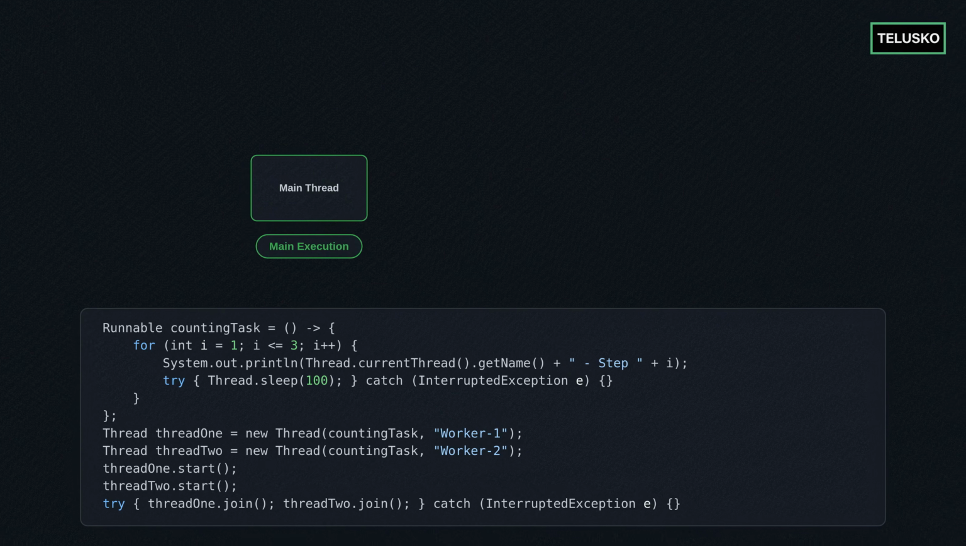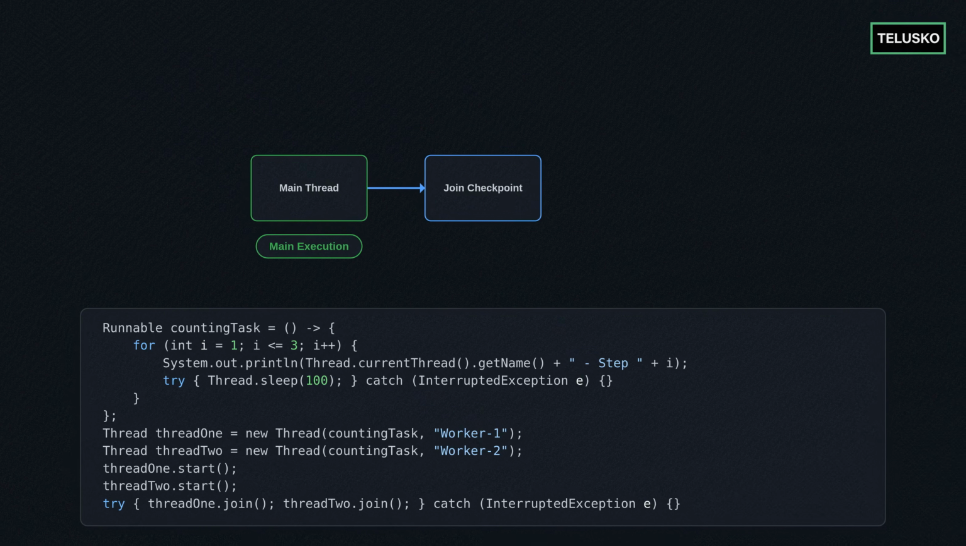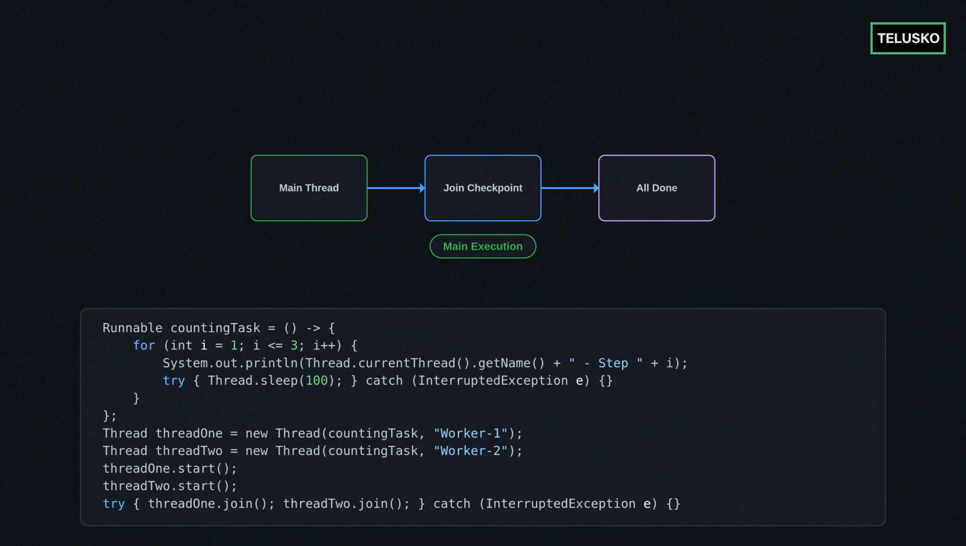We picture the main thread approaching a join checkpoint, which leads to an all done state. The method acts like a checkpoint for the main thread, and it blocks and waits patiently until that thread finishes its entire loop before moving forward. You have now seen how two threads interleave their work and how join keeps main in sync. This unpredictable ordering is exactly what leads to the next problem we will tackle. Next, let us look at the race condition.